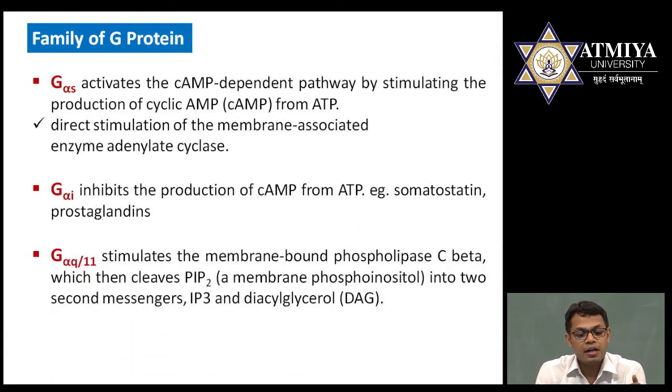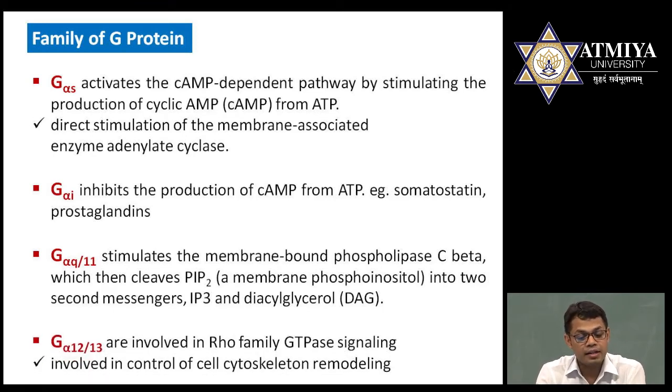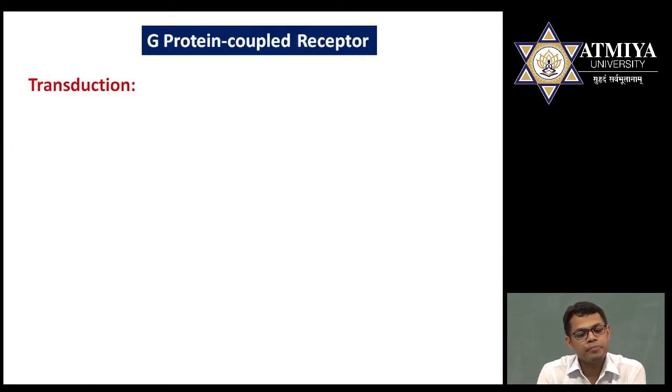Then the third one is Q11. This Q11 is also one of the famous G protein coupled receptor types, which is responsible for the activation of phospholipase C beta. They participate in the IP3 and DAG pathway that I am going to explain in the transduction pathway in the coming slides. And the last one is 12/13, that is G alpha 12/13. It is also famous by the name of Rho family. Rho family I will again explain. It is responsible for the control of cell cytoskeletal remodeling.